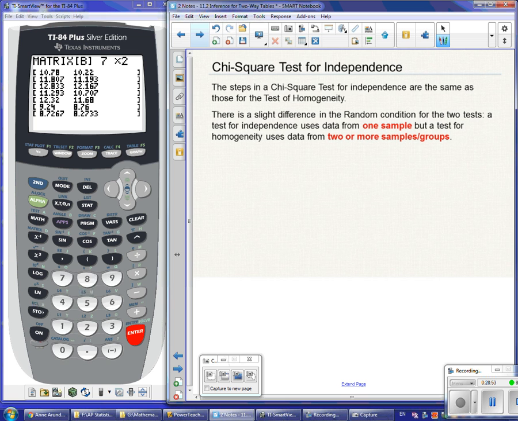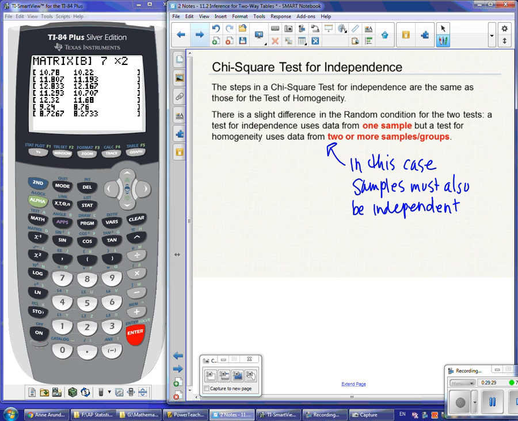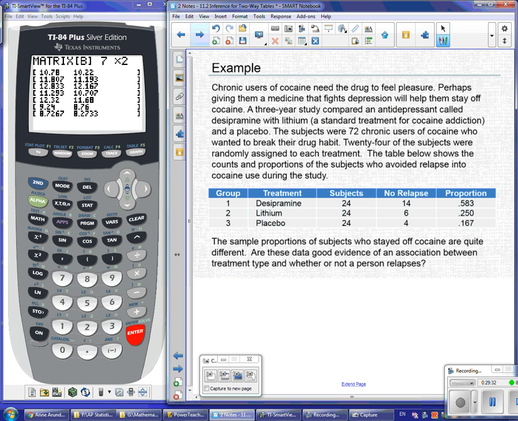So there is a slight difference in the random condition for the two tests. A test for independence uses data from one sample, but a test for homogeneity uses data from two or more samples. And in this case, the samples must also be independent. So anytime you're dealing with more than one group, the groups must be independent. But we also have independence between variables, and that's what we're looking at with this last test.